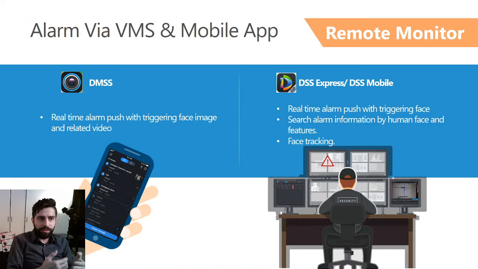The alarm via VMS and mobile app. For sure, you can get a notification, for example, for a VIP. If somebody on the VIP list comes to the bank, you can be alarmed through the control room on the video management system, or through the mobile app, that Mr. Muhammad is a VIP on our list. Once you see him, you know he's a VIP, so you go to welcome him, etc.